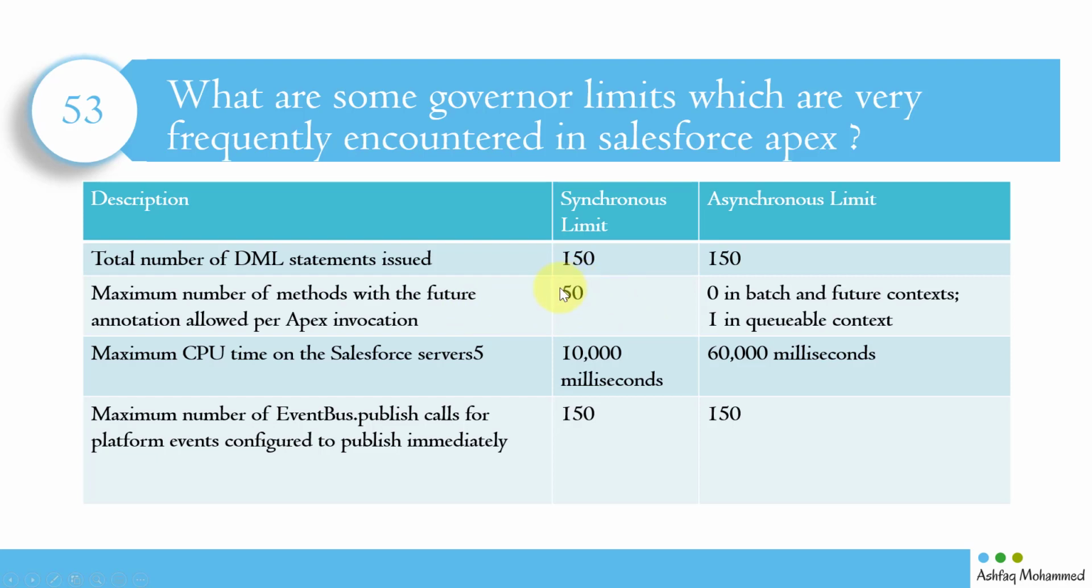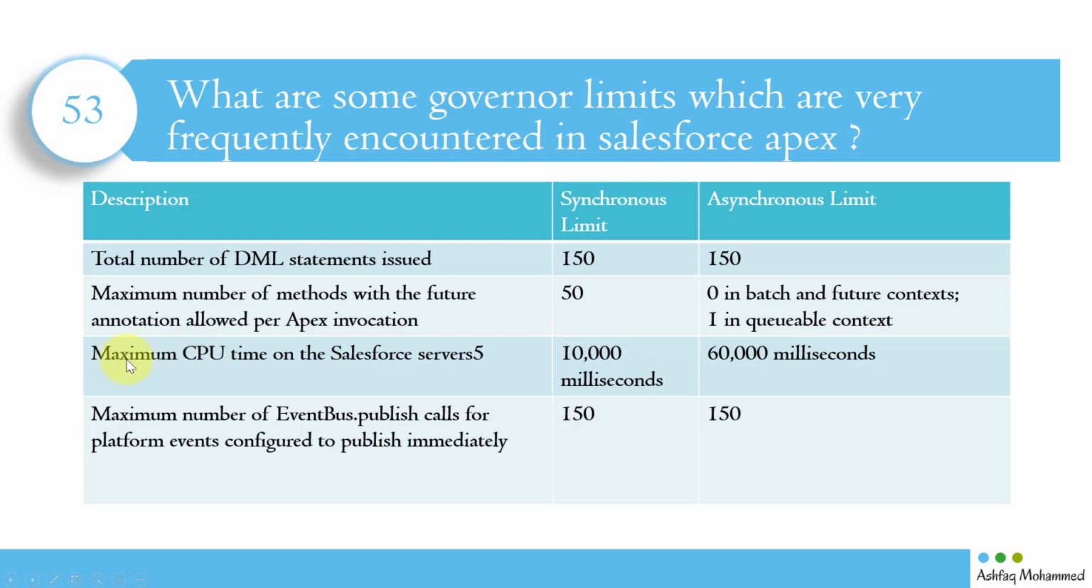No one will do 50, but I have never seen us hit a limitation for future methods, because maximum one or two. I have seen that much only, right? So maximum one or two methods will be used, even for big things, not more. So this limit might not hit unless you are doing some bad programming. And zero in batch and future context, so we cannot use future in batch Apex. And one in a queueable context.